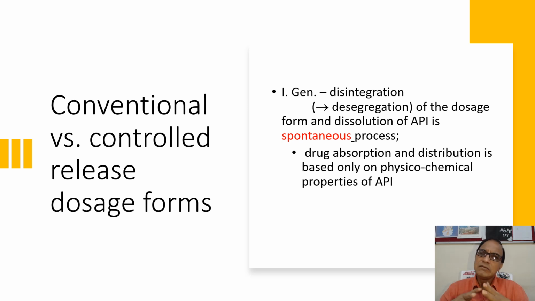So what are the basic differences between the conventional and controlled release dosage forms? We are moving to generations. There are three generations, but we will be focusing firstly on the first generation, the conventional dosage forms. They disintegrate, that is, disaggregation occurs of that particular dosage form, and there occurs dissolution of API, and all these are spontaneous processes. Remember this word, spontaneous.